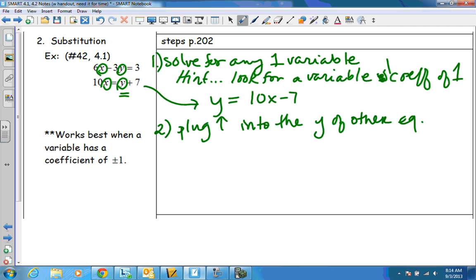Because all I did was subtract 7 from both sides. So y equals 10x minus 7. Is that all right? If you subtracted it over here, you have to subtract it over here. Okay, so let's see. I'm going to start with 6x minus 3. That y is going to be 10x minus 7 equals 3.